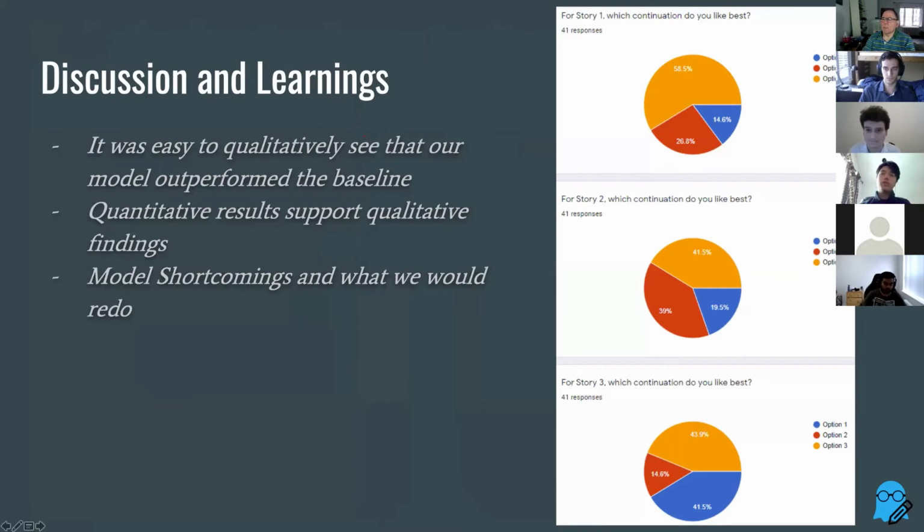So from our qualitative results, we can conclude that our model outperformed the baseline. In our survey, we observed that for the first two stories, our model highly outperformed the baseline. And even for the last story, our model performed comparably well to the baseline. Also our quantitative results support these qualitative findings, even though the metrics for the quantitative results were volatile. That being said, we didn't have the blow-out victory by our model that we were expecting.